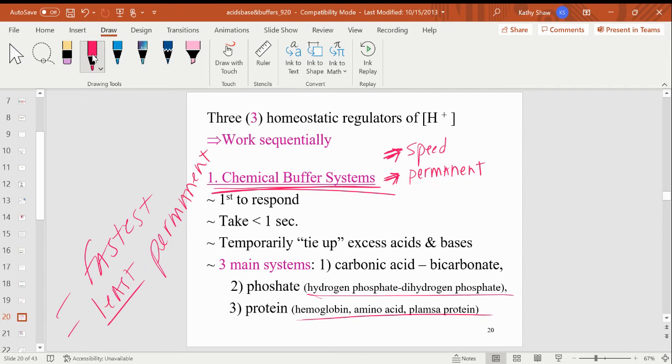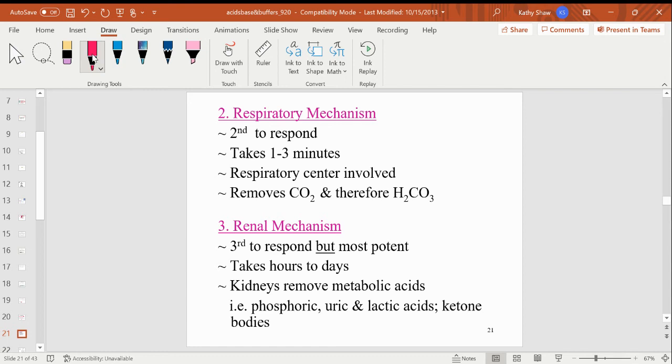Okay, so then let's go all the way to the other end. Oh, well, we can go in order. The second one is your respiratory mechanisms. They're kind of quick to respond, not as quick as chemical, but they usually respond in the order of minutes. They're a little equilibrium based or have some effect from equilibrium. So they're not all that permanent. But if I can exhale something out that alters my equilibrium and keeps me from going back, that gives me some permanence. So we'll talk about that, and we'll talk about how carbon dioxide plays into everything. So this is my in-between, both in terms of speed and permanence.